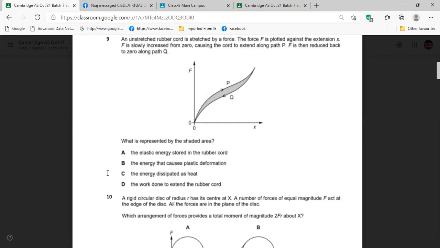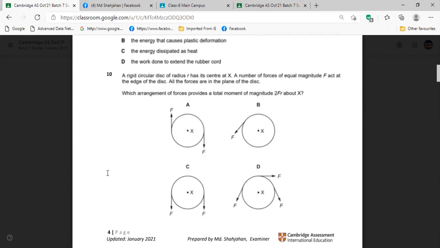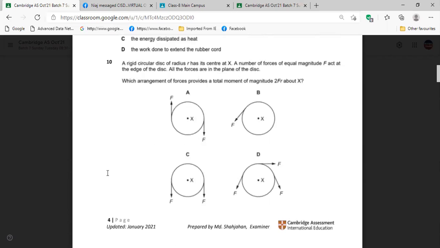Okay, now this one is very simple. You got this formula in question 10, the moment one we discussed, right? Asan, read it. A rigid circular disk of radius r has its center at x. A number of forces of equal magnitude F act at the edge of the disk. All the forces are in the plane of the disk. Which arrangement of forces provides a total moment of magnitude 2Fr about x?